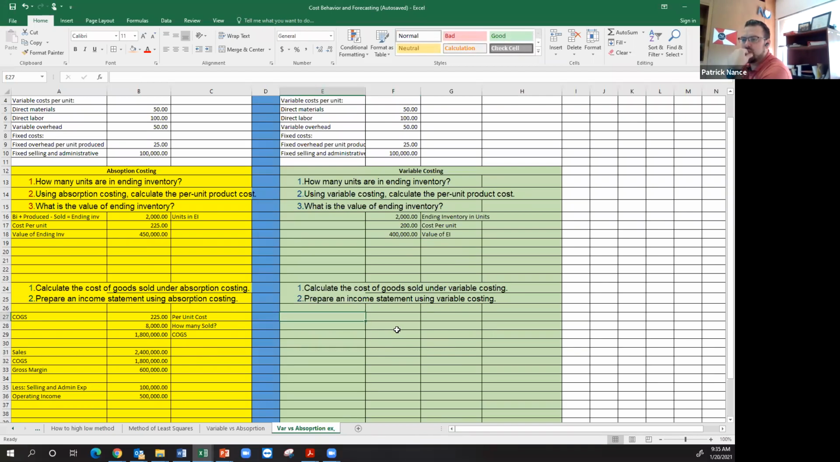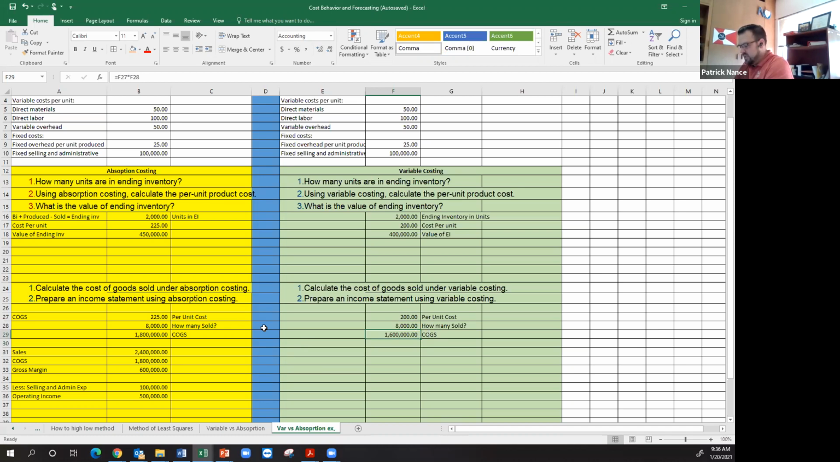Next, we're going to do the cost of goods sold under variable income or variable costing and the income statement. So cost of goods sold, I do it in the same way. I know I still sold the same number of units. The difference is my cost per unit is different. So per unit cost times units sold gives me my cost of goods sold. My per unit cost is 200. My units sold is 8,000. So my cost of goods sold is 200 times 8,000, or 1.6 million.